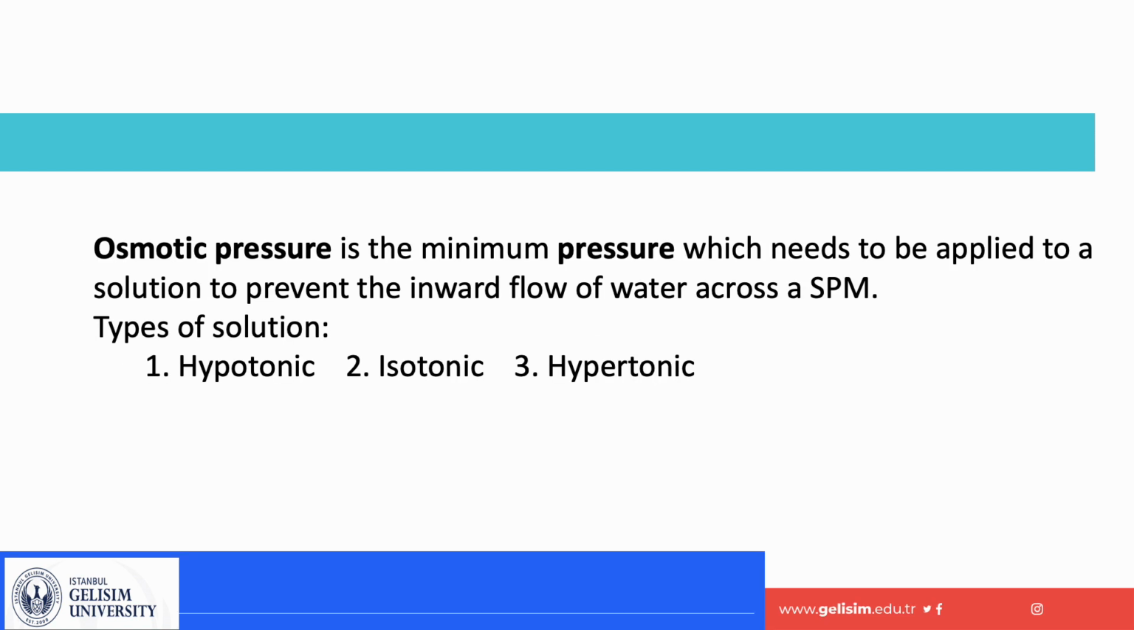Now, osmotic pressure refers to the minimum pressure that's needed to prevent the inward flow of water across a semi-permeable membrane. In microbial growth, the osmotic pressure of the surrounding environment can have a significant impact on the survival and growth of microorganisms.